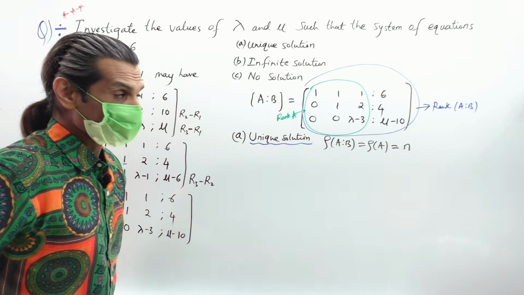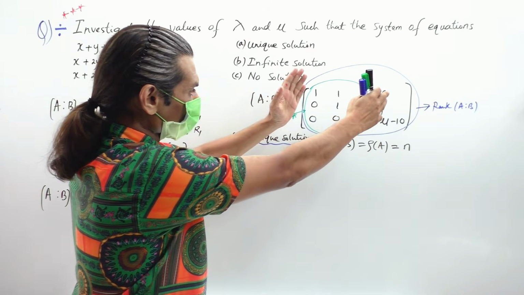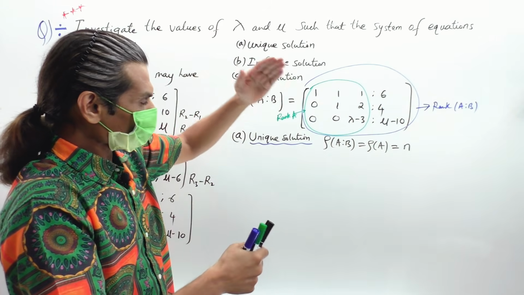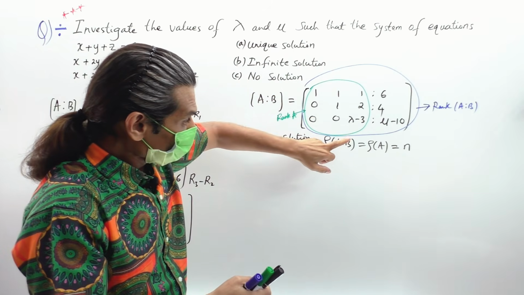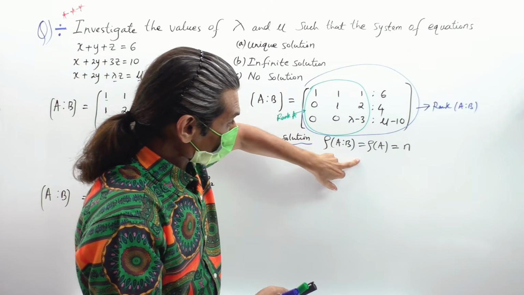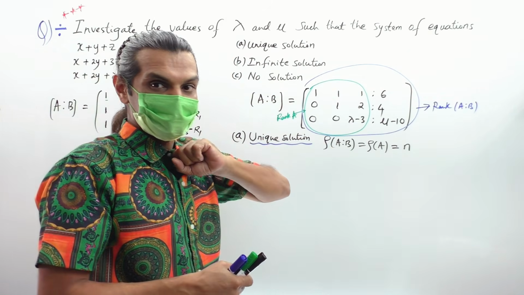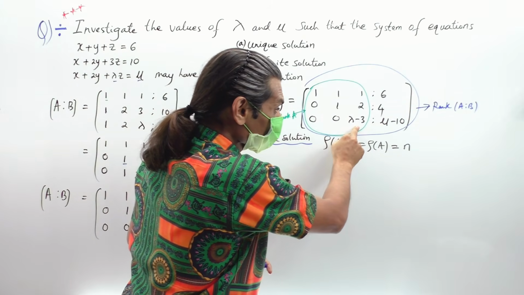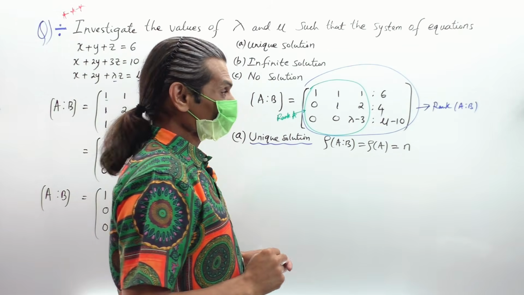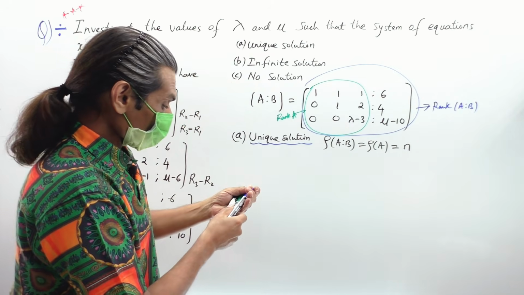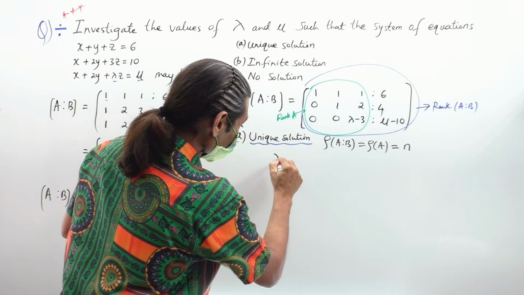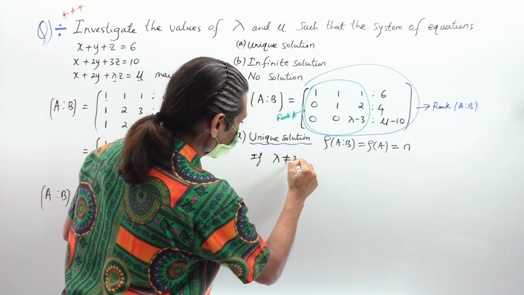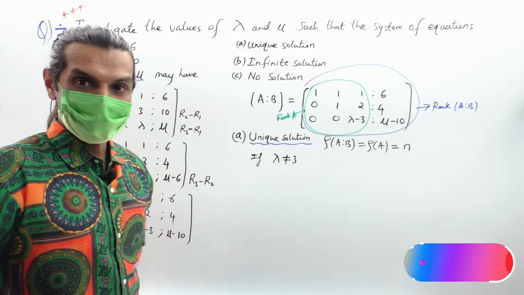When is this possible? Watch this carefully, the result here. What we've done with row transformation, the result, watch it carefully. Now, when is the rank of A augment B equal to rank of A equal to n? See, when lambda is not equal to 3, am I right? See, I am writing it. If lambda is not equal to 3, then only is possible.